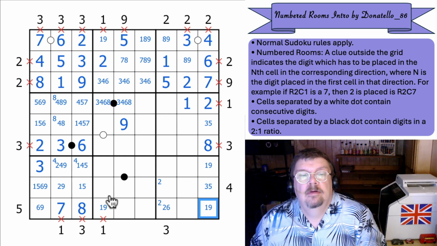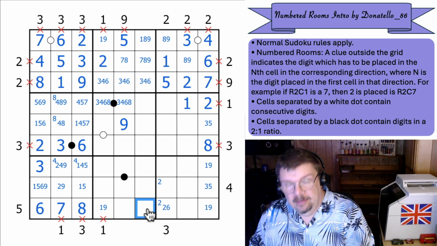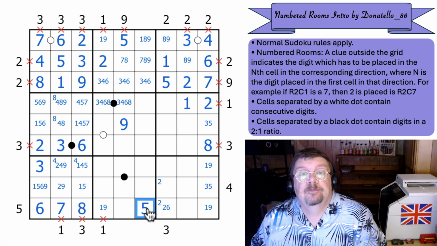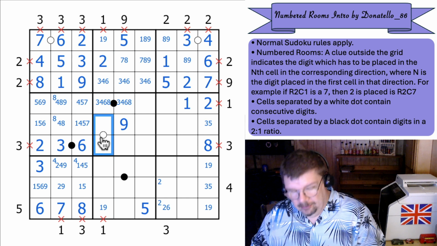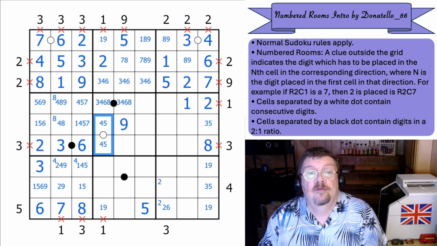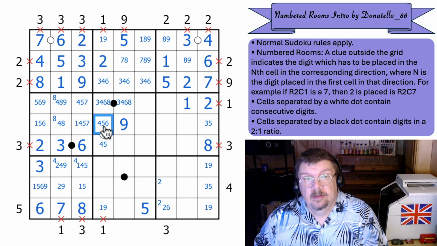And now 5 can't go into this position because we've eliminated it as a possible candidate here. So that must be a 6. That makes that the 5. That places a 5 on this dot. That's useful. So that's now from 4, 5, or 6. That can't be a 6.